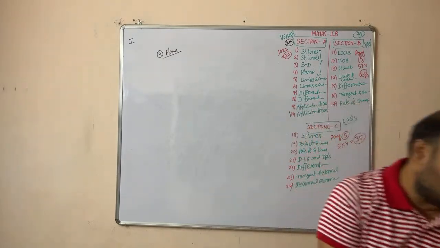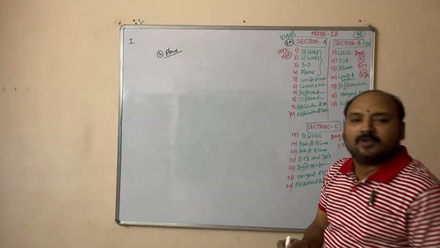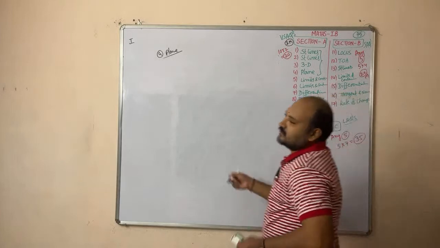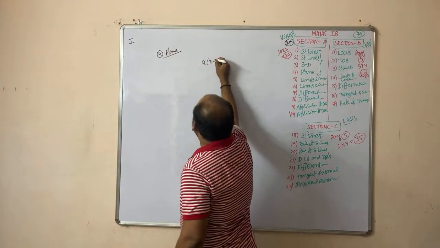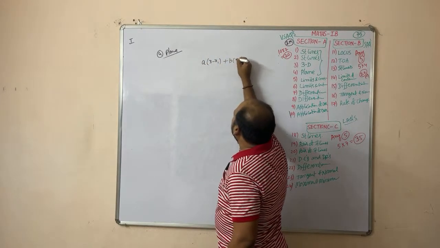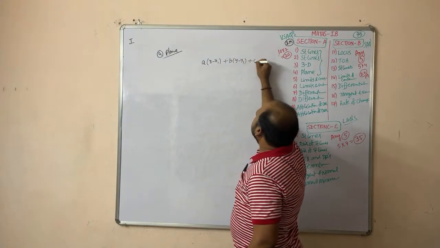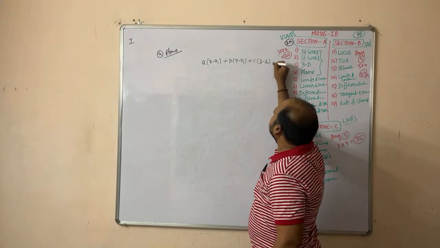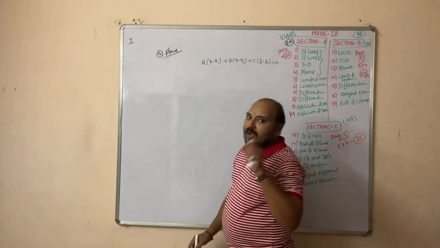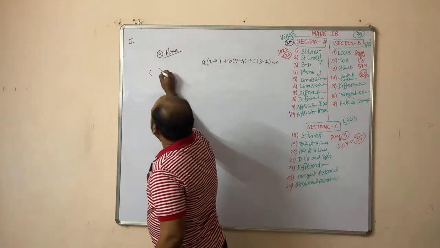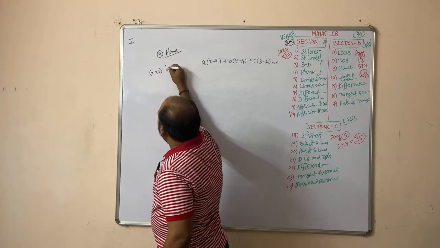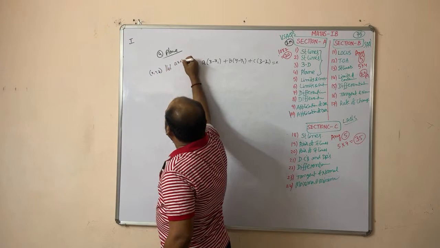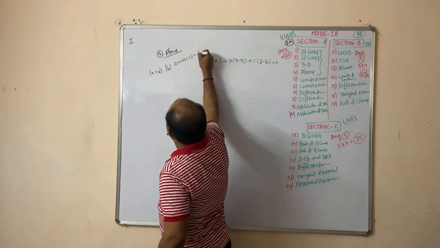So the coming concept is one shot, two birds. Means the same one formula: a into (x minus x1) plus b into (y minus y1) plus c into (z minus z1) equal to 0. One is: find the equation of the plane passing through (x1, y1, z1) and parallel to ax plus by plus cz plus d is equal to 0.